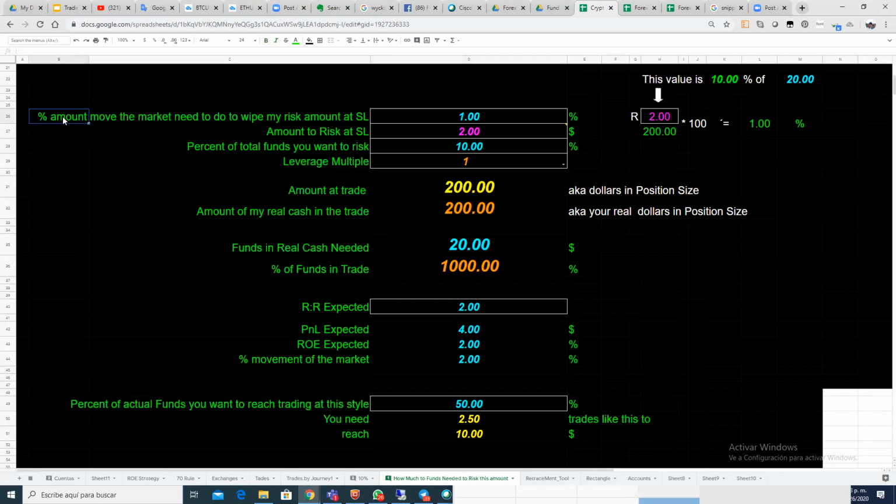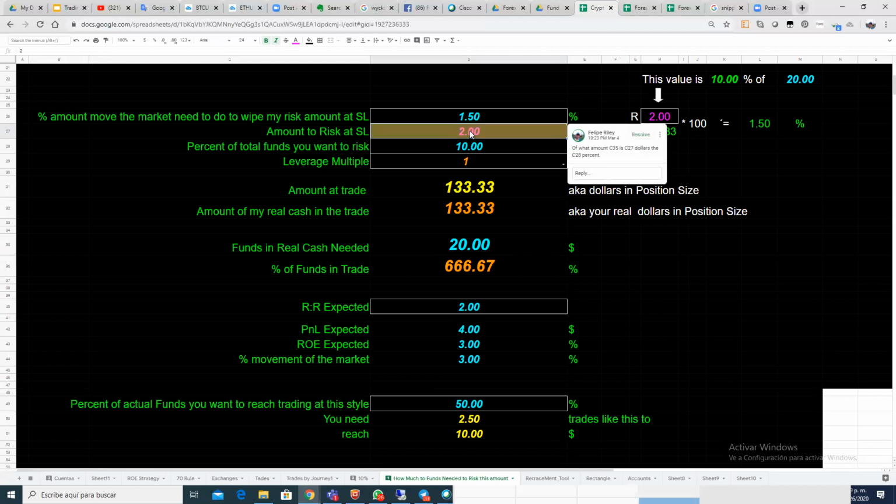Okay, I start by asking myself, what percent of market move will make me lose? Let's say that the market shouldn't move more than 1.5%. I don't expect a move of 1.50%, but if it happens, as the market is dynamic, what amount of money am I expecting to lose max in total if I am wrong? And I say, well, I can assume a loss of $10.